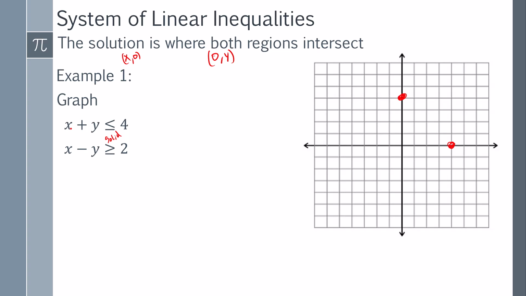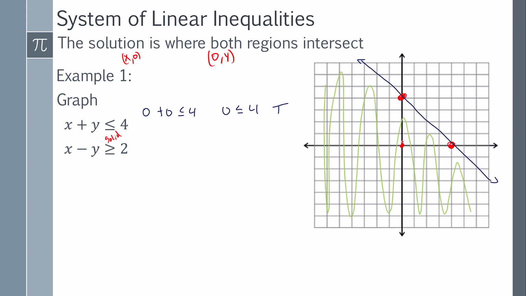Well, now that I found my two values, I can just connect them. But now I need to know where it shades. So again, we can pick a point. I could pick 0, 0. And if I plug in 0, 0, I get 0 plus 0 is less than or equal to 4. That's true. So that side is going to be shaded. Since this is the side that's true, that's the side that's going to be shaded.